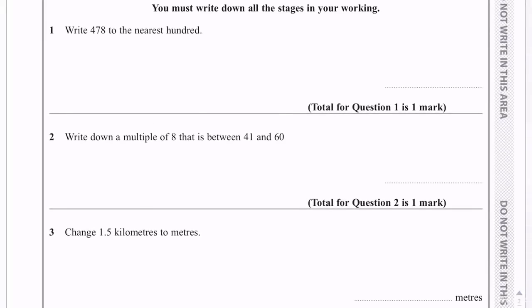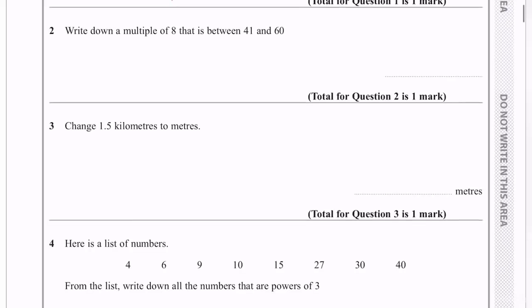100, that's going to be 500 to the nearest 100. It's between 400 and 500. And if we do our normal rounding rules, there we are, it's a 7 after the line, so it's closer to 500. Write down a multiple of 8 that's between 41 and 60.